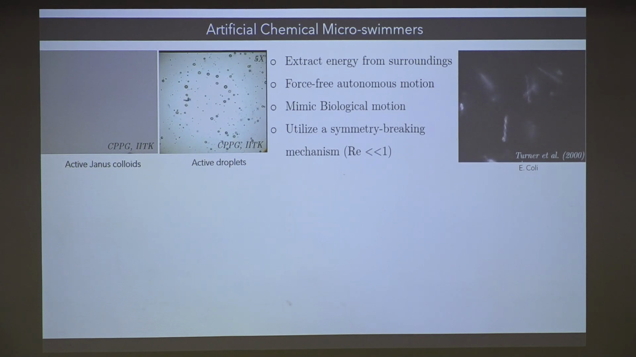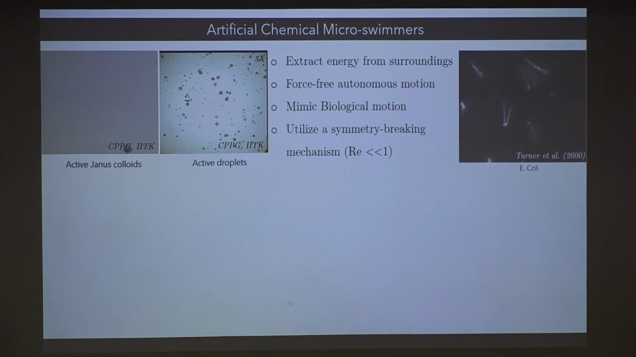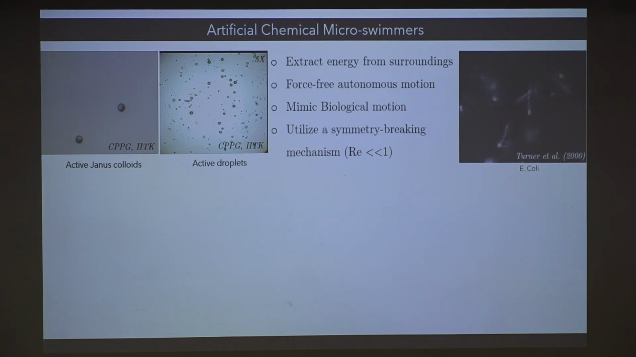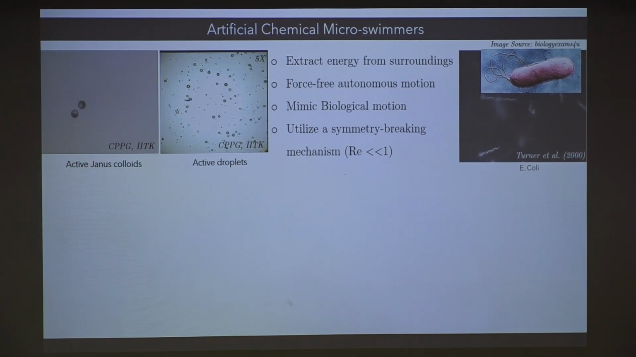And since we are talking about particles or swimmers which are of micron length scale, we are dealing with very low Reynolds number, and hence the mechanism these swimmers have to utilize in order to self-propel is a symmetry breaking mechanism. In biological swimmers such as E. coli, what they use is the motion of their bundle of flagella. For example, E. coli has this bundle of flagella attached to its body. It performs mechanical strokes which are asymmetric in nature, and through that it is able to break the symmetry that is required to self-propel. On the other hand, our focus is on chemical microswimmers.